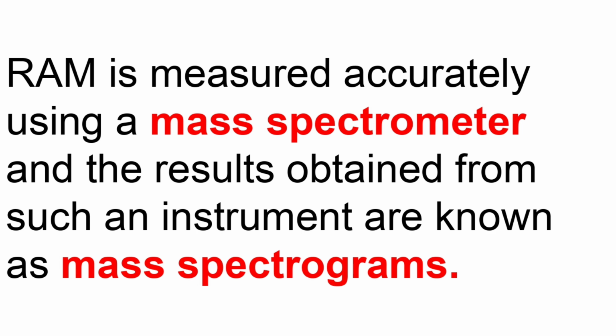Relative atomic mass is measured accurately using an instrument called the mass spectrometer, and the results obtained from such an instrument are known as mass spectrograms. Therefore, we have two new terms here: the instrument used to measure relative atomic mass, which is the mass spectrometer, and the name of the results obtained from the instrument, which are mass spectrograms.